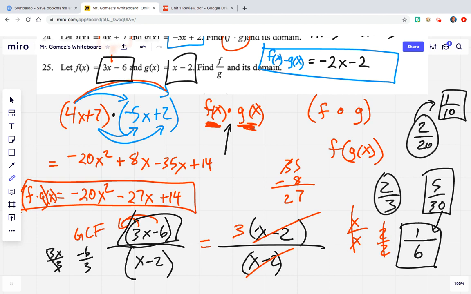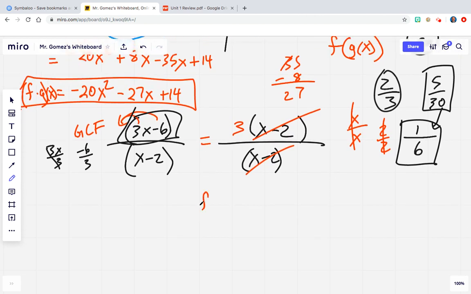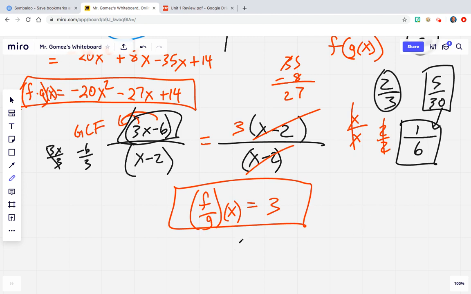So 3 is my final answer, and after all that work, I'm going to put f divided by g of x would be equal to 3, and I could write it like that. If you wanted to write it like this, you could write it like this as well, and you could say that the answer reduced all to 3.